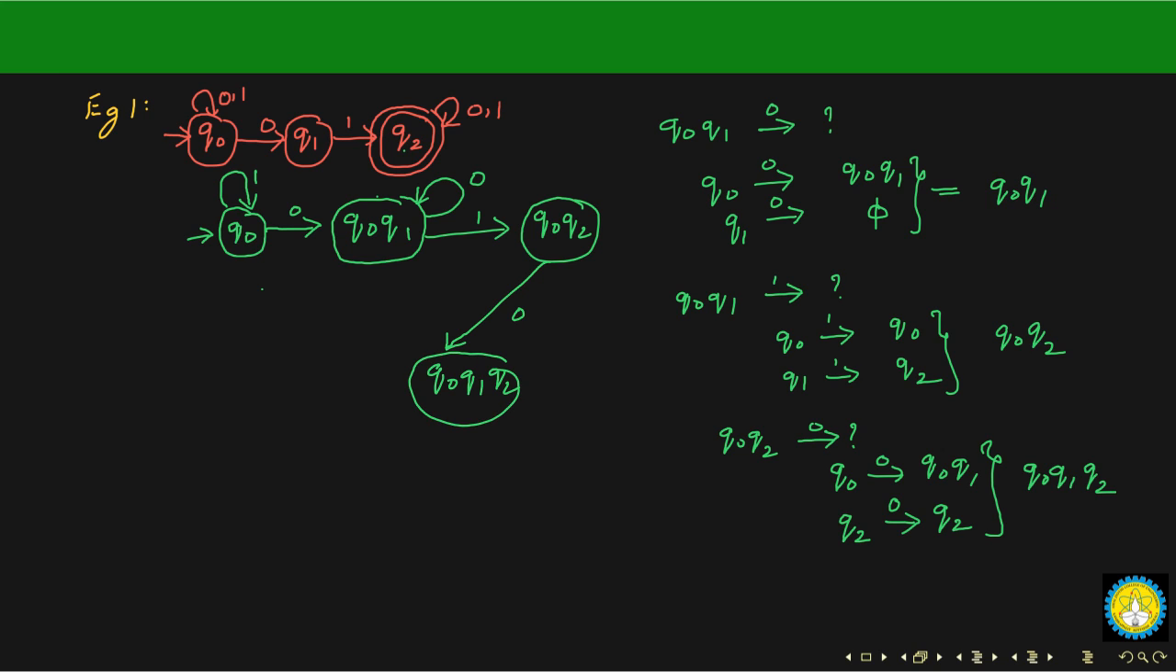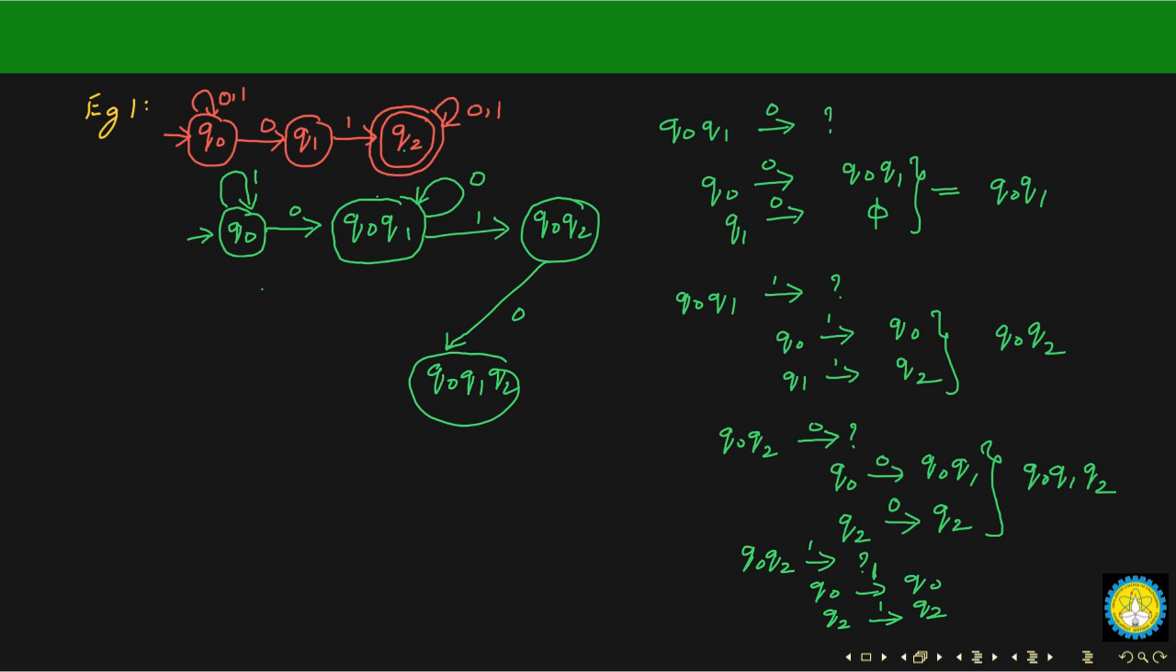Right. So what about {Q0, Q2} on 1? Okay, so we now have to identify {Q0, Q2} on 1. We know that Q0 on 1 goes to Q0 itself. And what about Q2 on 1 from the NFA diagram? Q2 on 1 goes to Q2 itself. So that's going to be {Q0, Q2}.